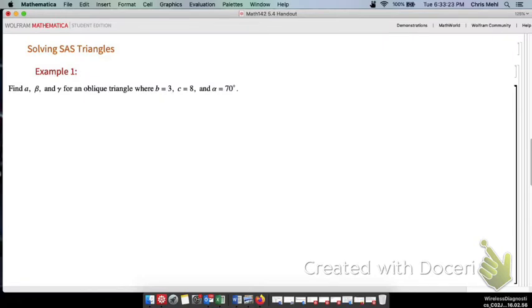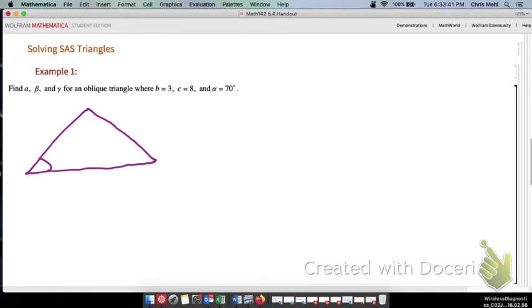Okay, so first we solve a side angle side triangle. We're going to find A, beta, and gamma for an oblique triangle where the side B has length 3, side C has length 8, and alpha is equal to 70 degrees. Again, as usual, I will draw a picture of a triangle, except this is not representative. I just use this for labeling.